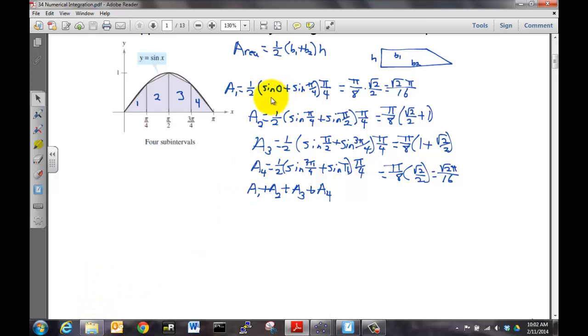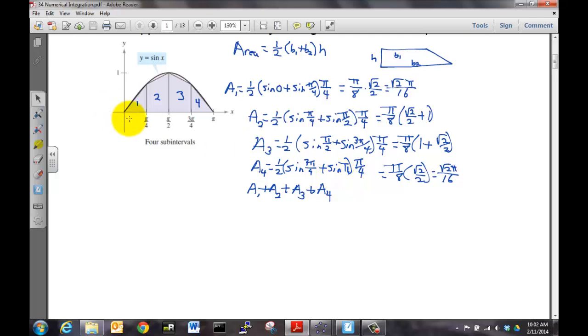The first one, sine of 0, once; the next one twice, sine of pi over 4; the next one twice, sine of pi over 2; the next one twice, sine of 3 pi over 4; and the last one, sine of pi, only 1 time. Well, how do we know what these function values are, and how do we know when we stop?